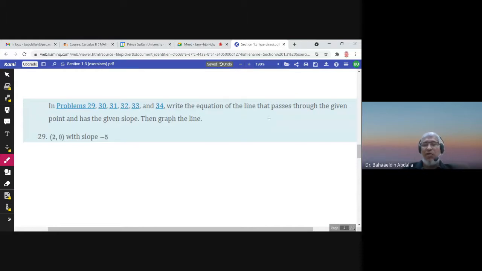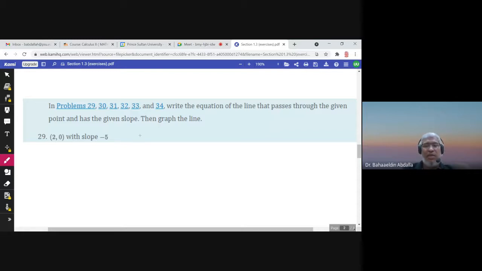Write the equation of the line that passes through the given 2 points. And it did not ask for a specific form. Then graph the line. Well, I know that the slope is -5. And what is this? (2, 0). Y is 0, x is 2. This is the x-intercept.